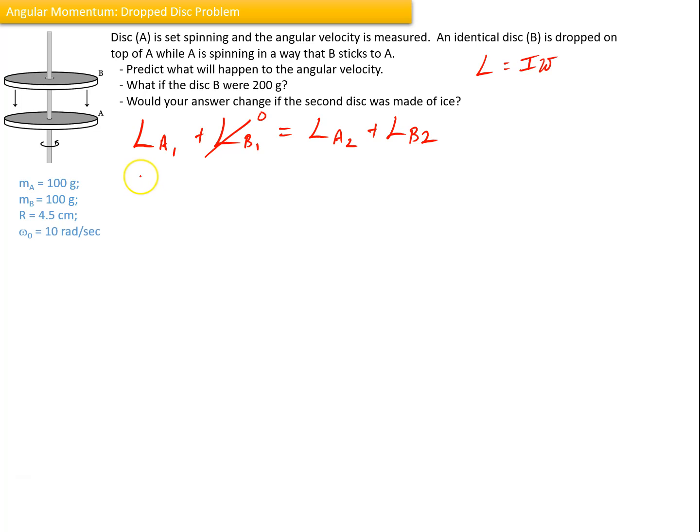So we have the moment of inertia of A times the angular velocity, which we call omega 0. And that's going to equal the moment of inertia of A times the angular velocity after the interaction plus the moment of inertia of B times the angular velocity after the interaction. And since they're both moving together, they stick together, we only need one final angular velocity in this situation. Now, a couple other nice things happen here. Since it says they're identical, we can say that the moment of inertia of A is equal to the moment of inertia of B.